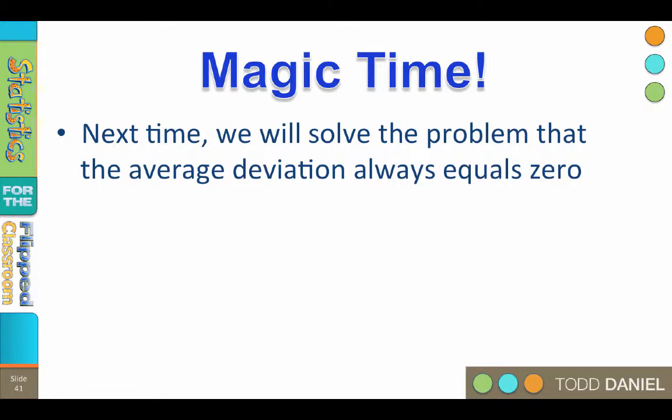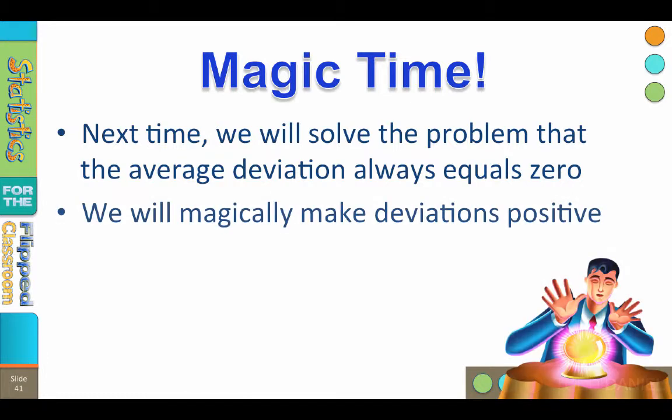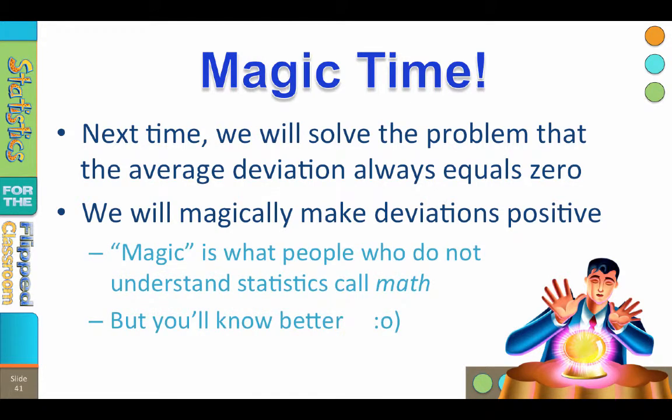But don't fret. Next time, when we talk more about variability, we will solve the problem of the mean average deviation always equaling 0 by magically making all of the deviations become positive. Actually, it won't really be magic at all. It'll be science. Magic is what people who do not understand statistics call math. But because you are learning statistics, you know better.